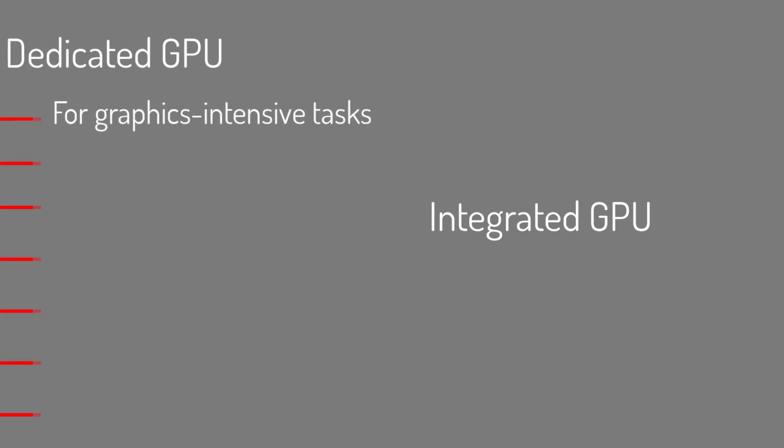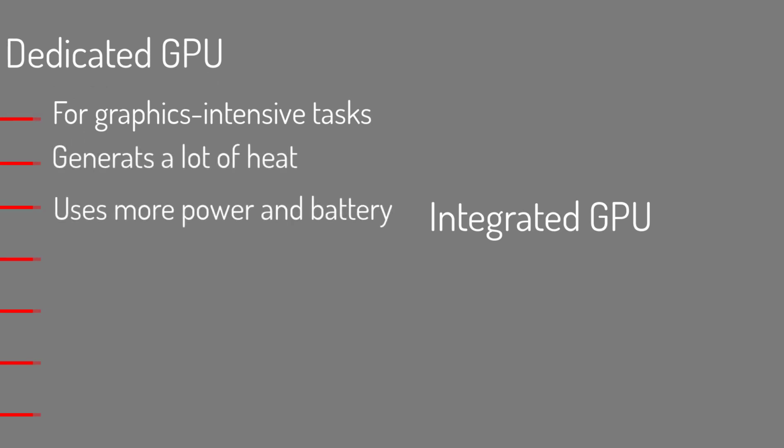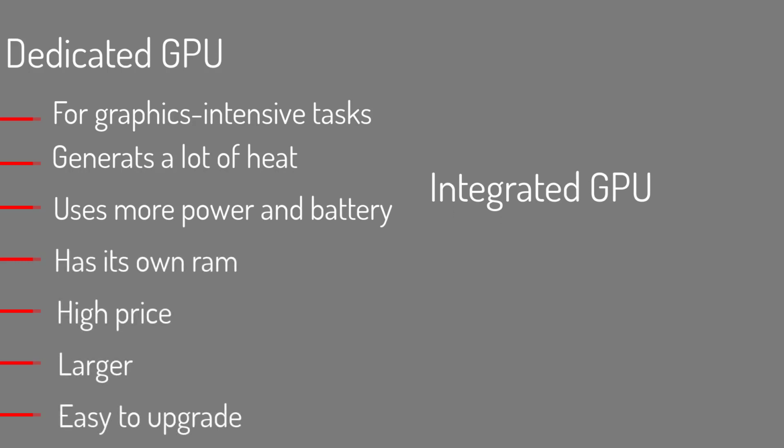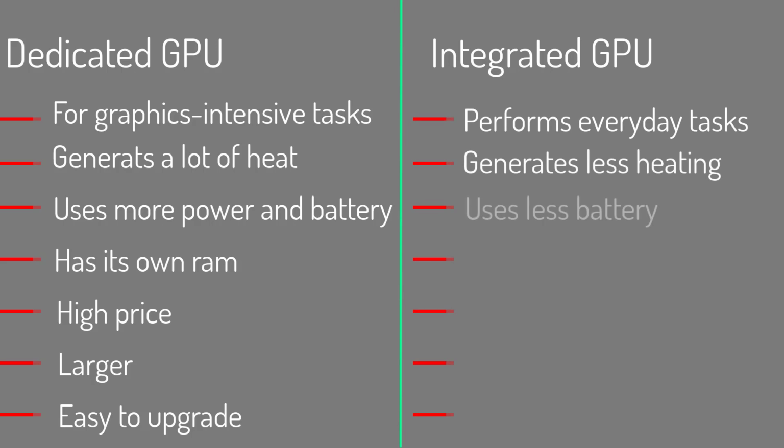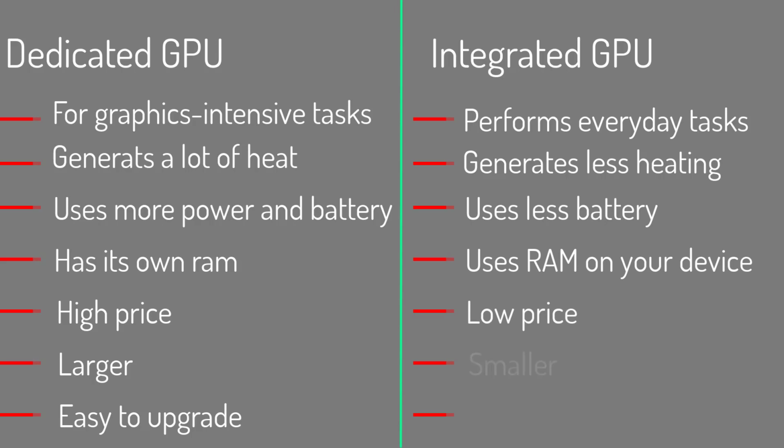In the end, let's see the main attributes of these GPUs. A dedicated graphics card is for handling graphics-intensive tasks, generates a lot of heat, uses more power and battery, has its own RAM, is expensive, is larger, and is easy to upgrade. While an integrated graphics card performs everyday tasks easily, has less heating, uses less battery, uses RAM on your device, is cheaper, is smaller, and is not that easy to upgrade.